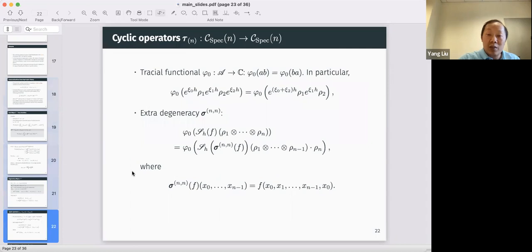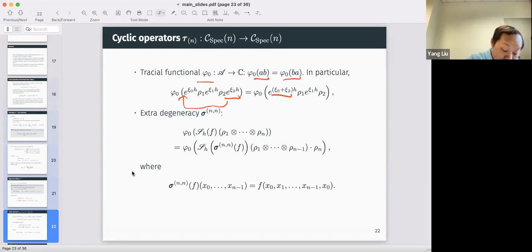Now it becomes more interesting. As before, we only considered a sort of differentiation. Now we want to consider integration, so now we need an actual ingredient. I will use the same phi zero to denote a trivial functional. Think of it like an integration. I want it to have this trace property. Once we have this trace property, you can move things around, like you can move this factor from the very right to the very left. So now it becomes plus in here.